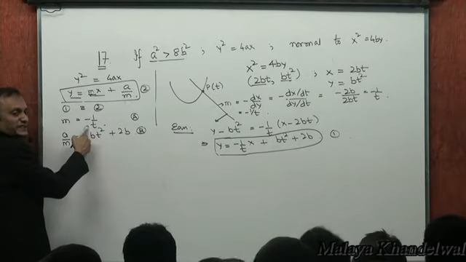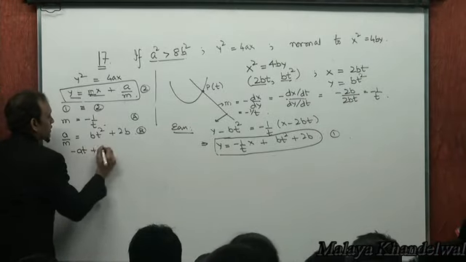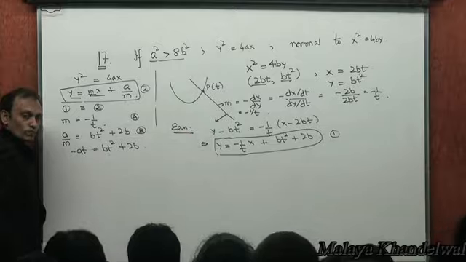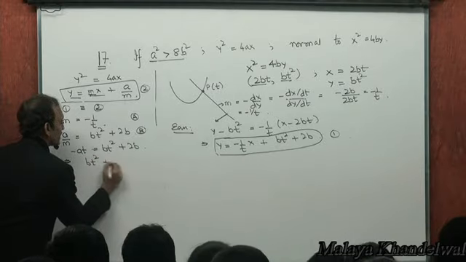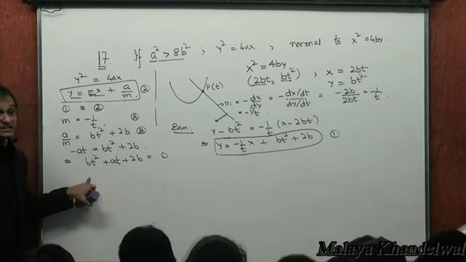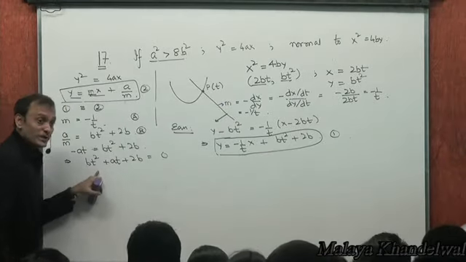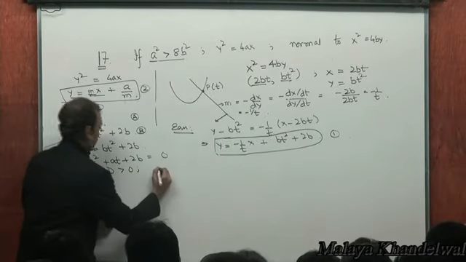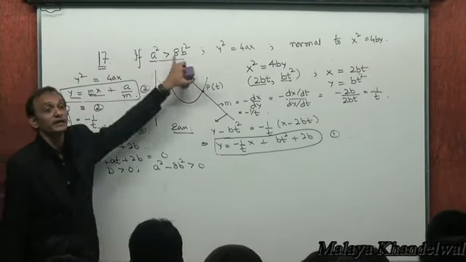A by m is actually minus at, because 1 by m is minus t. So minus at is bt squared plus 2b, right? Or bt squared plus at plus 2b equals 0. But t is real. Existence of such a point p is real. Therefore t must be real. So the discriminant must be greater than or equal to 0. Therefore a squared minus 8b squared must be greater than 0, or a squared greater than 8b squared.